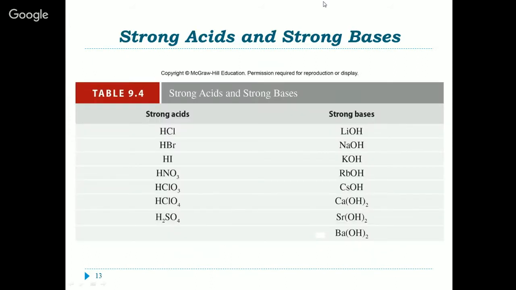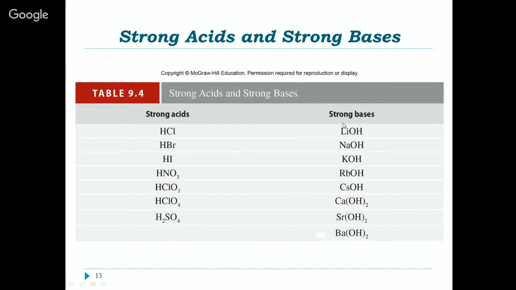So here we have a list of strong acids and strong bases. You will need to memorize these. So we have Cl, Br, I, so some of the halogens. Actually, HF is a weak acid. And then we have our nitrate, chlorate, perchlorate, and sulfate. Notice acids all have protons. They all have hydrogens here.